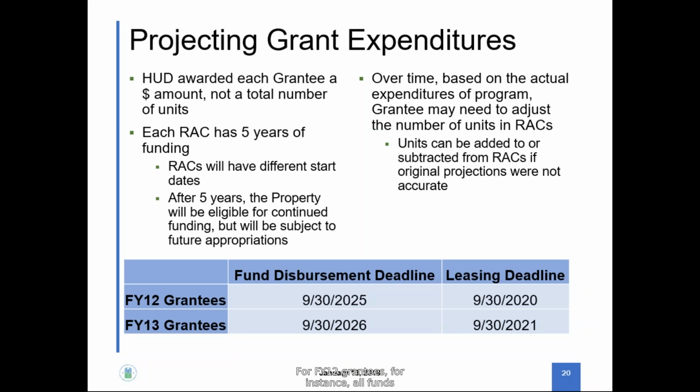For FY12 grantees, for instance, all funds must be dispersed, which means used, by September 30th, 2025. In order for that to happen, all 811 PRA units must be in a RAC and leased by September 30th, 2020. The dates are 1 year later for fiscal year 2013 grantees, as you can see on this chart.